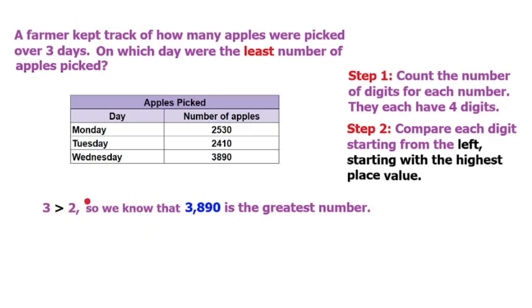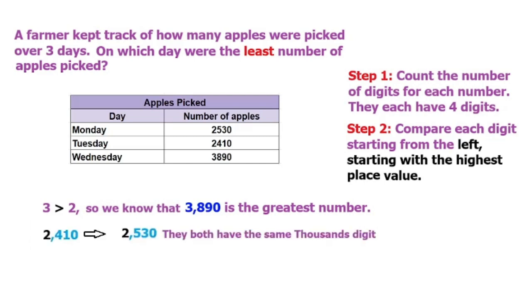So we know that 3 is greater than 2. So we know automatically that 3890 is the greatest number. So we can rule that one out as being the least. Now we go to the next number and look at them. So 2410 and 2530. These are the numbers that are left.